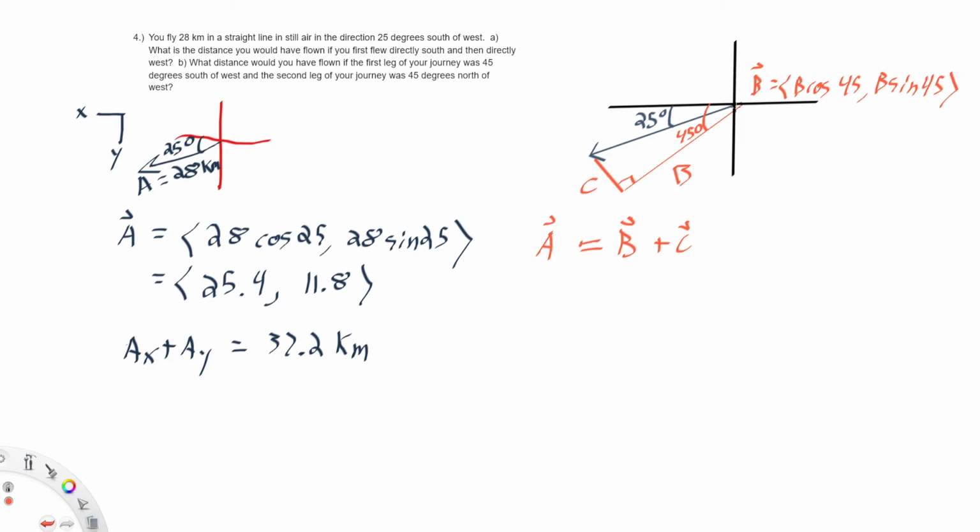With reference to our original coordinates, this black coordinate grid, B is going to have these coordinates, and then C is going to have C cosine 45, but its y component is going to be negative because C is going up and to the left, and left is the positive x direction, but up is the negative y direction here.